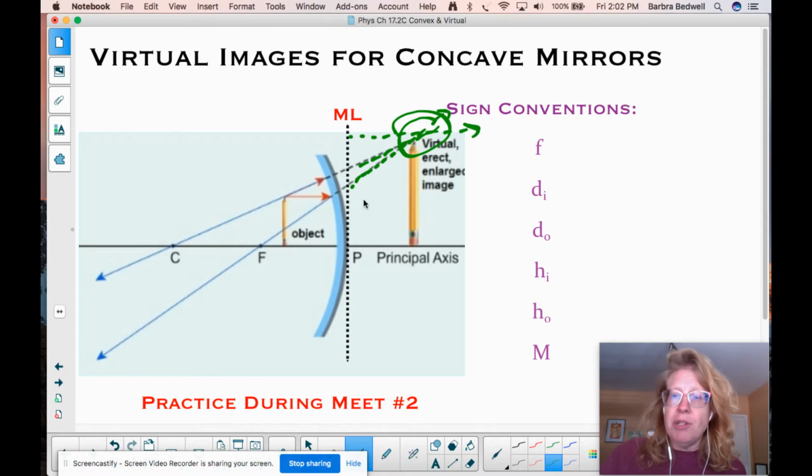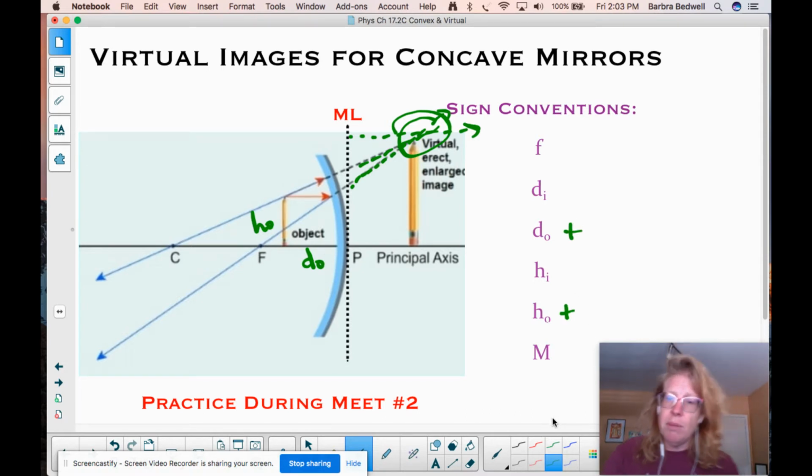So let's talk about our sign conventions for this. So we have HO and then we have DO over here. Remember that HO is the height of our little pencil and DO is the distance to our little pencil. So both of these, HO and DO, are by definition considered to be positive.